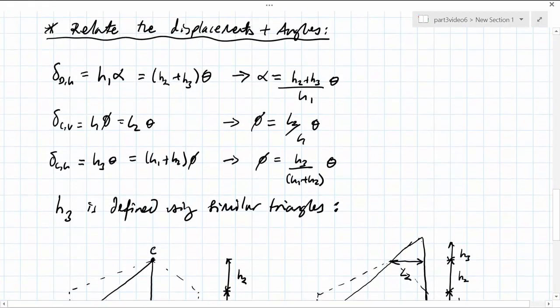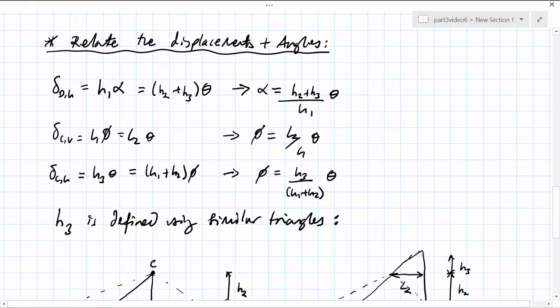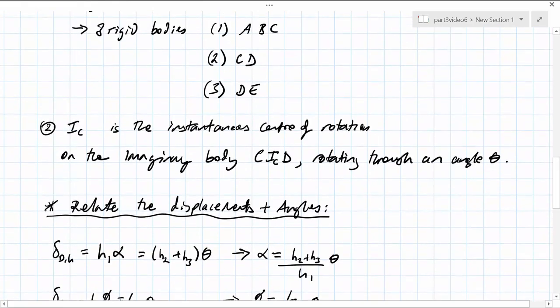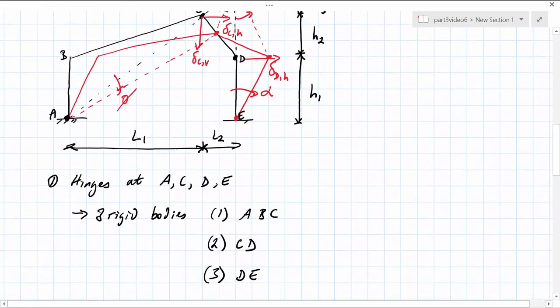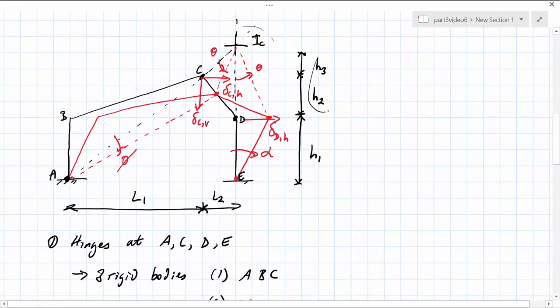Just as a correction, the displacement delta comma h, it was said that it was equal to h1 and h2. Looking at the diagram, it is actually equal to h2 plus h3 times the angle theta.